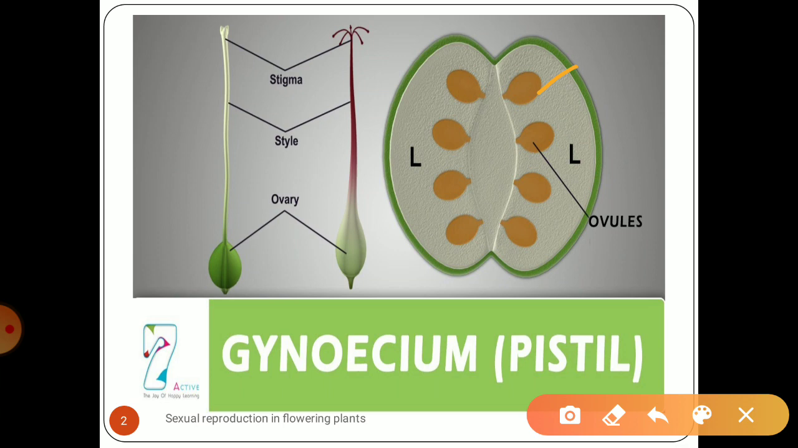The number of ovules varies from plant to plant. You will find a single ovule in wheat, paddy, and mango, and more than one ovule in plants like papaya, watermelon, orchids, etc. Always remember these names, as they can be asked as examples in the board exam also. Now I hope it is clear.